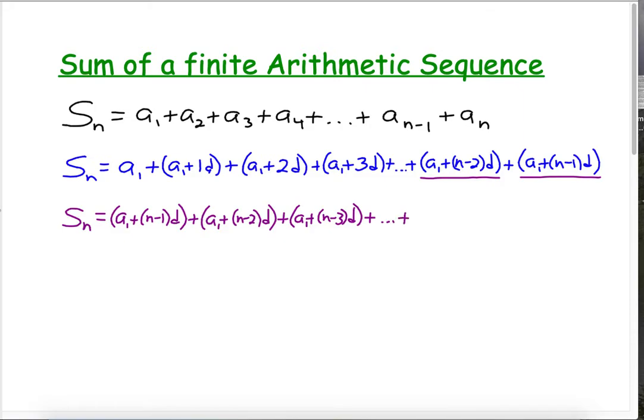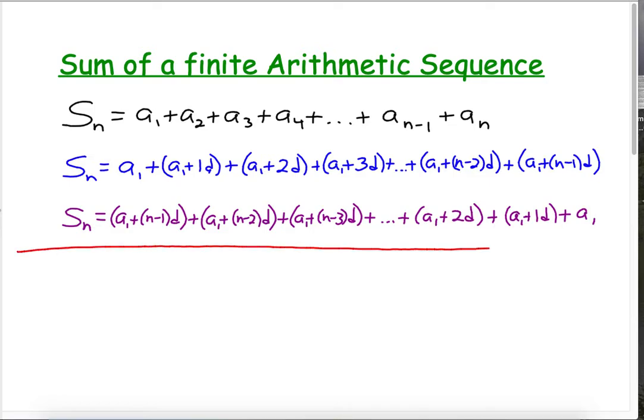And we keep going, and eventually we're going to get down to these last couple, and we're going to get a sub 1 plus 2d, and finally we'll get, oops, no, we got 3 more, a sub 1 plus 1d, and then lastly we have a sub 1. Okay, so now look what we have here. We have a giant mess. Yes, we do. So when you have a giant mess, what should you do? Let's add it all together.